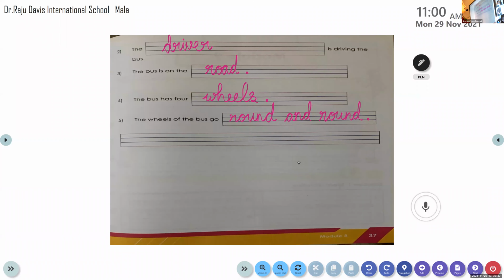Similarly, just add the B sound to it. Bus. Bus. Concentrate on the pronunciation, okay? All of you need to do that. Yeah, thank you, my dear. Prashant, read the next one.